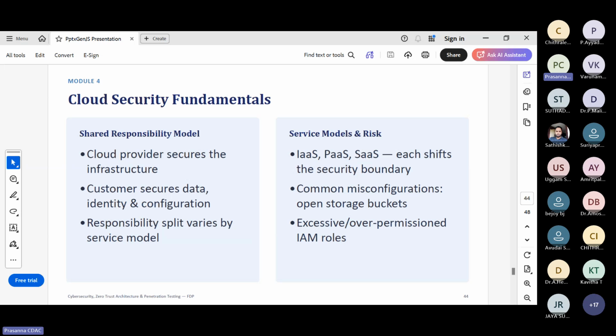One more thing we can do is, suppose you are hosting a public service. Now, I will tell you certain examples here. Suppose you are hosting a web application. Who is responsible for the security of that web application on the cloud?